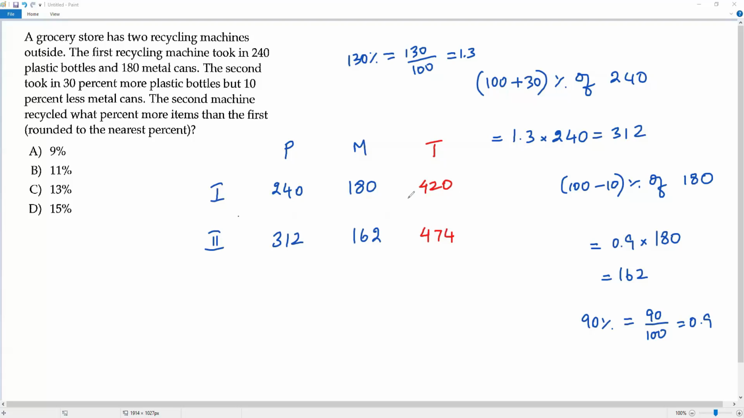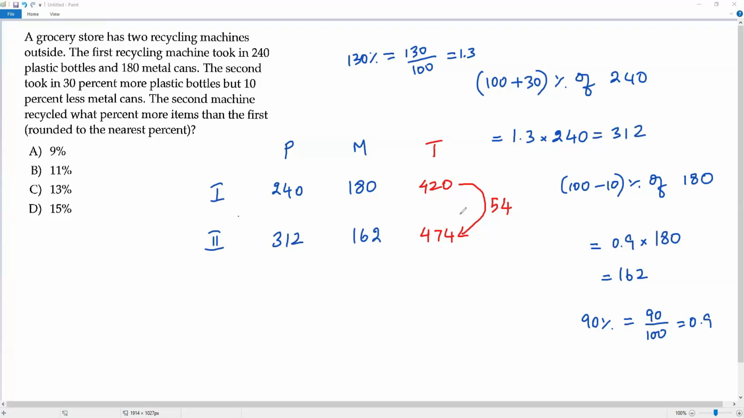When I look at the totals of the first machine and second machine, clearly the second machine has recycled more items than the first machine. How many more items has the second machine recycled than the first machine? We just have to find the difference between these two values. That is 474 minus 420, which is 54. So the second machine has recycled 54 more items than the first machine.